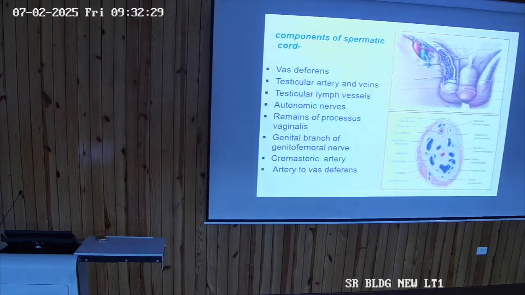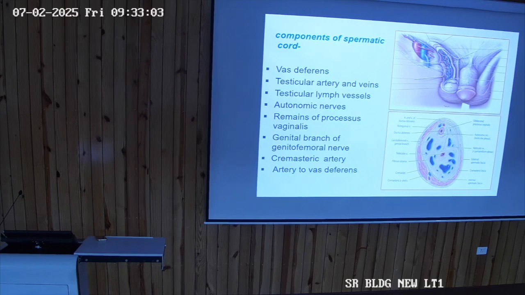So what are the components of the spermatic cord? Everyone should know. Just look at these. There is the vas deferens, testicular artery and vein, testicular lymph vessels. There are autonomic nerves supplying the testis. The testis cannot have somatic nerves, and yesterday I told you T10 is the sympathetic supplier to the testis. So autonomic nerves, remains of the processus vaginalis. There is one genital branch of the genitofemoral nerve. It supplies the cremasteric muscle.